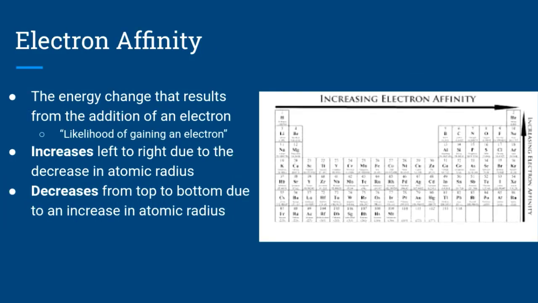All right. Our last periodic trend is electron affinity. You can think of it as how much an atom wants an electron, or the likelihood of gaining an electron. The official definition for electron affinity is the energy change that results from the addition of an electron. So if there's a higher change in energy after adding an electron, that means the electron affinity is higher. Electron affinity follows a similar trend to ionization energy. As you go up and to the right of the periodic table, your electron affinity increases.